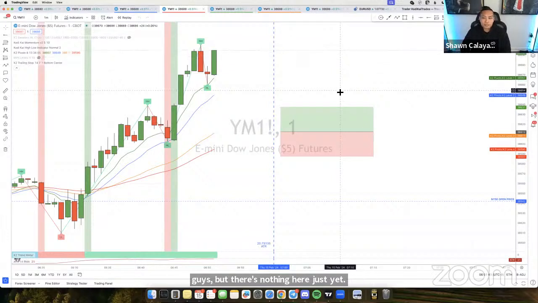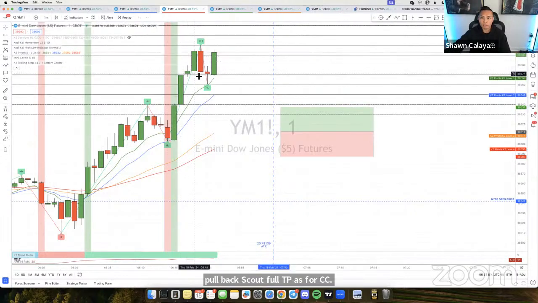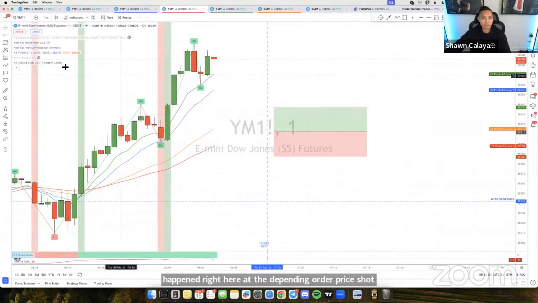So we got 7 minutes till news. CT just took the momentum pullback scalp, full TP. Nice for CT. So price pushed up right here, retraced on this level. The entry would have happened right here at the 70 mark. So if you guys took that for a momentum pullback scalp, price pushed up, retraced, entry would have happened right here with the pending order. Price shot back up, full TP for the MPS.